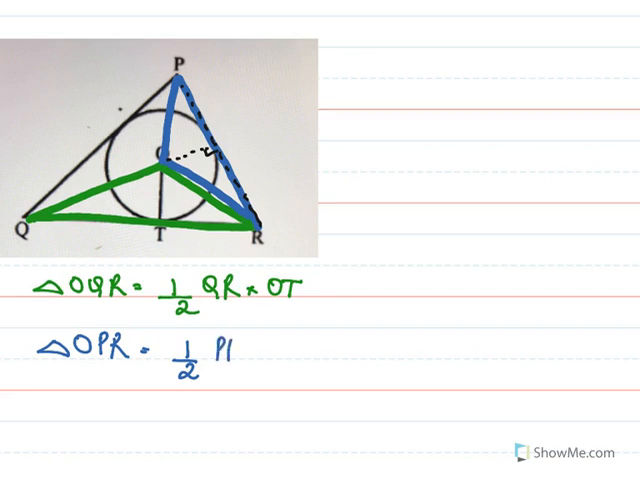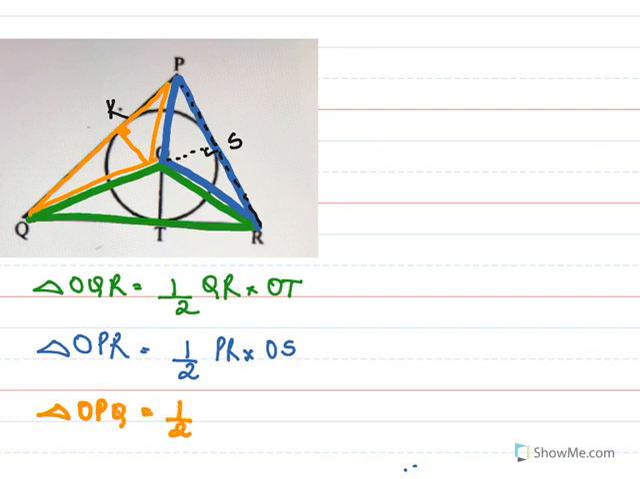Half base, that is PR. Height is here QOS. This is S, this is K, and this is T. And then the last triangle is this one, OQP. This also will do half base into height. This is its height. So that is triangle OPQ. Half the base is PQ and the height is OK.